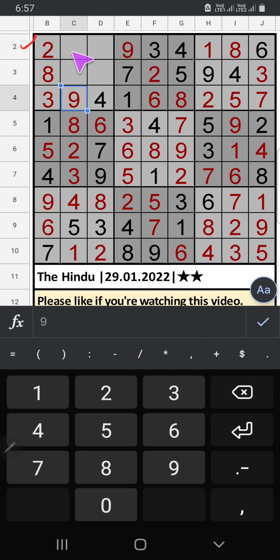Second row, 2 numbers are remaining, 5 and 7. Column D we have 7, so 7 can't come in this cell, then 7 is confirmed here, then 5 is here. Third row, only 2 numbers are remaining, 1 and 6. Column C we have 1, so 1 can't come in this cell, then 1 is confirmed here, then 6 is here.